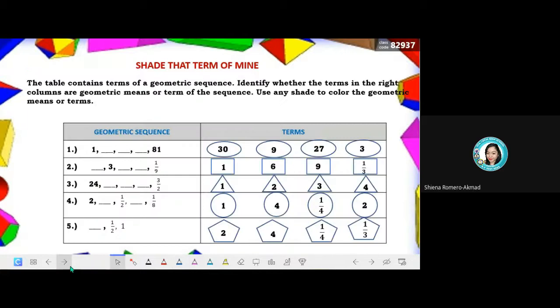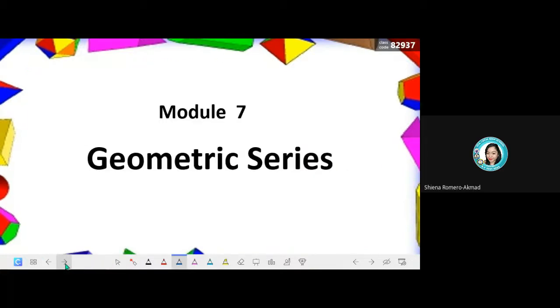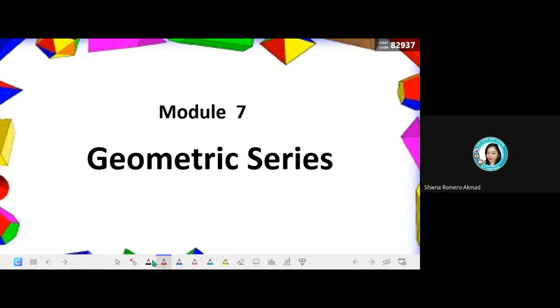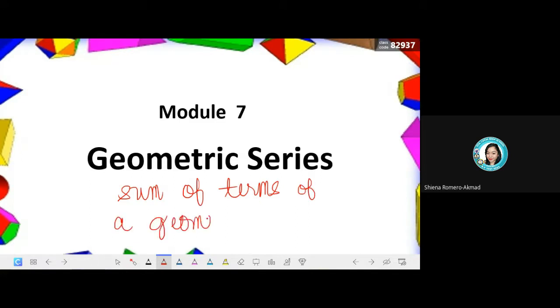Okay, next. Let's proceed to the geometric series. So, huwag na natin balikan yung kanina kasi marami ng mga examples dito. Sa geometric series, still it is the sum of terms of a geometric sequence. Okay? Yan yung kailangan nyo tandaan when it comes to geometric series. Basta may series, tignan nyo muna. Is that geometric? Is that arithmetic? Nakadepende doon yung tawag sa kanya. For arithmetic, of course, that's arithmetic series. And kapag geometric, that is geometric series.